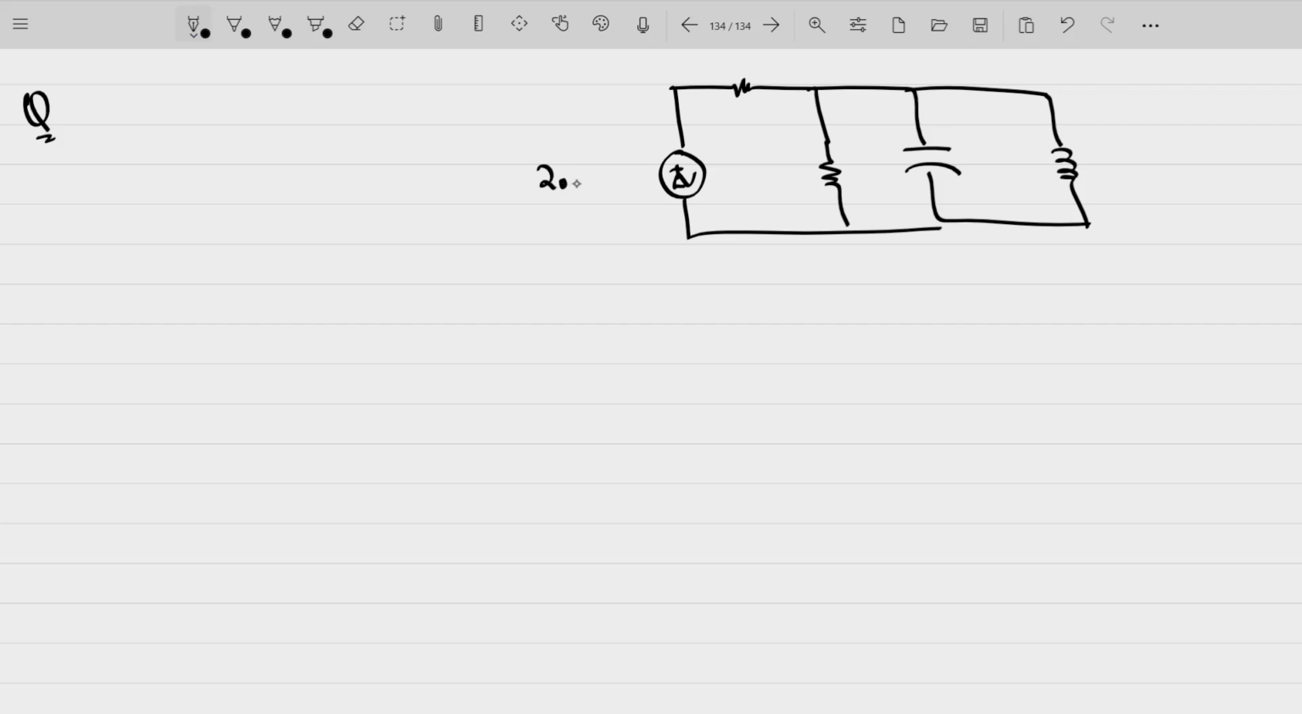This is 20 cos 80 volts. Fine, so A is actually not known to us. Omega naught, this is 12k, this is 45k, this is 1 microfarad, this is 60 millihenry. We need to find out all these values, omega naught, Q, B, in this particular case.